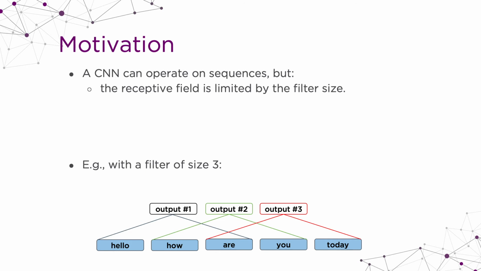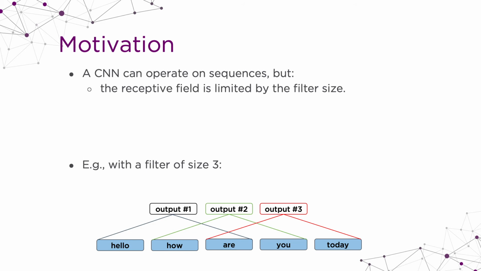So we have the sentence, "Hello, how are you today?" And let's say we try to run a CNN on this sequence. In this example, I chose a filter size of 3. You see I can slide my filter and I get this output. But the problem is that there are some words that are never under the same filter, so I will never capture the relationship between these words. One example here is "hello," the first word, and "today" at the end. You see that they are never in the same filter.